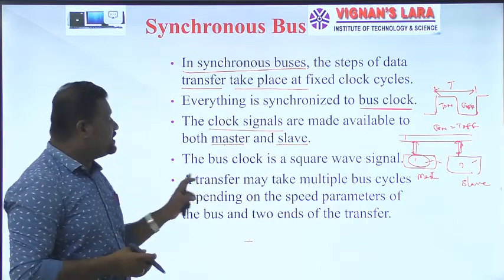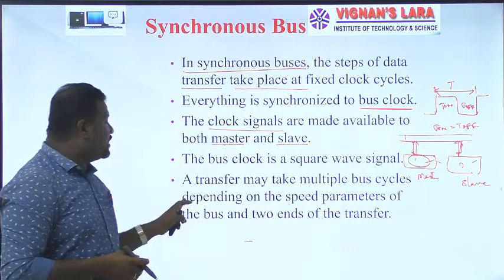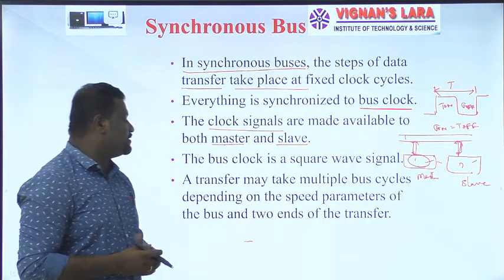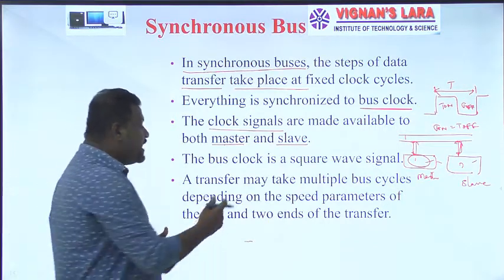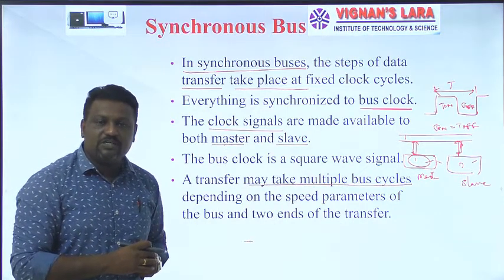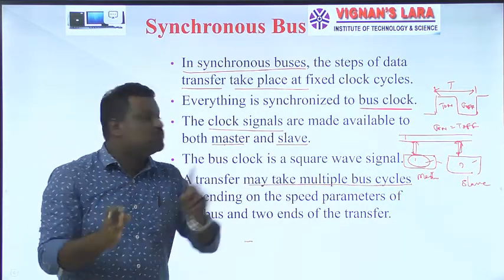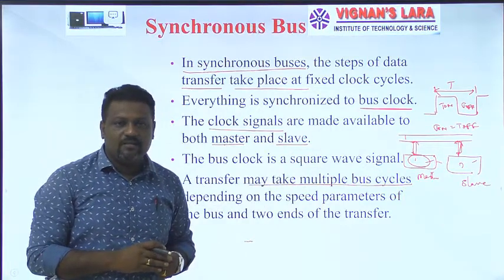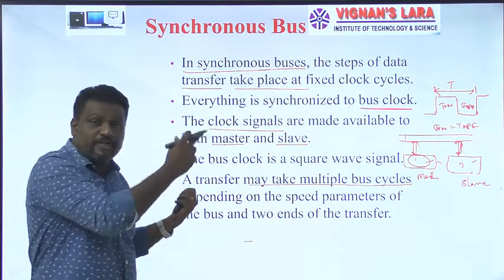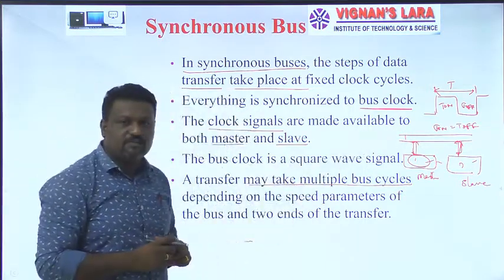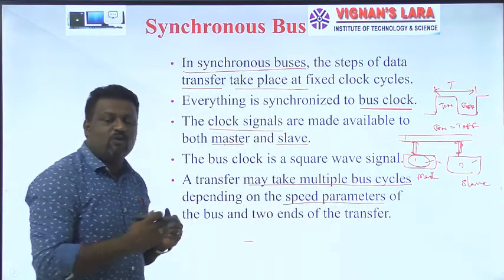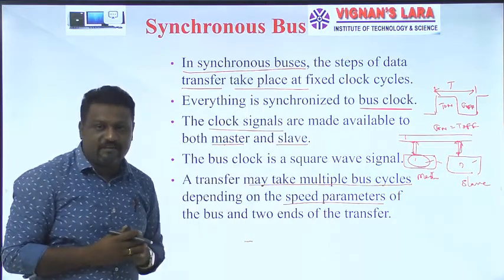And coming to the fifth, a transfer may take multiple bus cycles depending on the speed parameters of a bus and the two ends of a transfer. The data transfer may take multiple bus cycles. Here the important thing is, if you want to transfer something from device 1 to device N, the transfer does not take a single cycle, it takes multiple cycles. That purely depends on the speed parameters, at what speed we are transferring data from device 1 to device N.